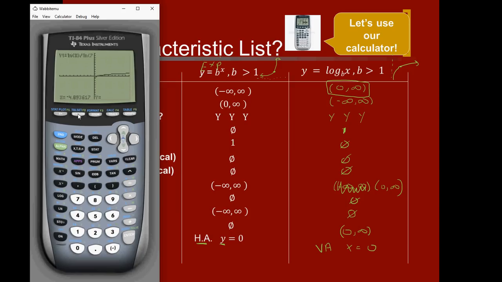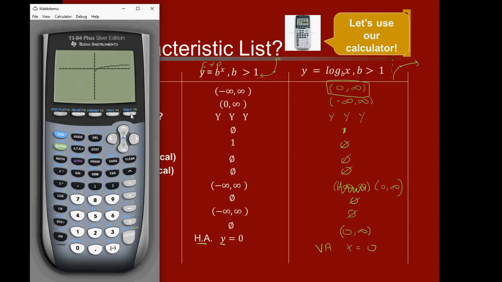Now, I can manipulate my window, probably, and make this look a little bit better, but not much. The calculator's just not great at this kind of stuff. I mean, a little better, I guess. But if you draw me that graph on a test, man, it's not going to get full credit.